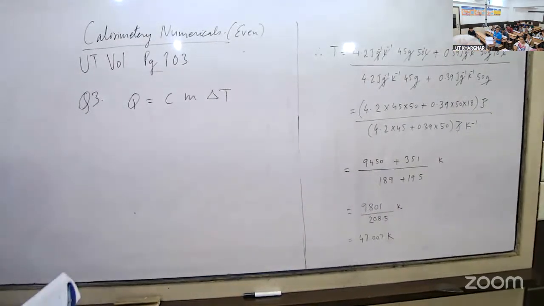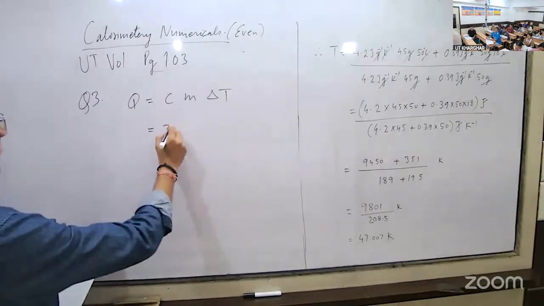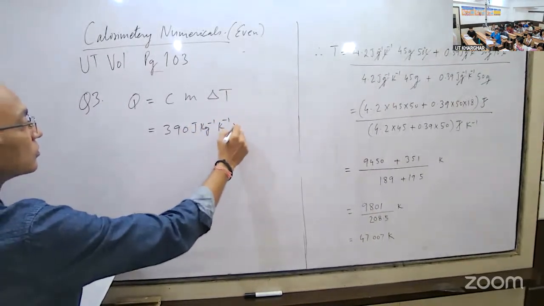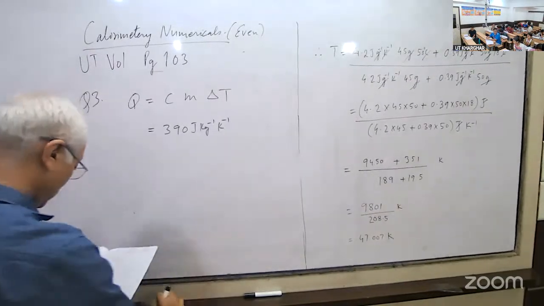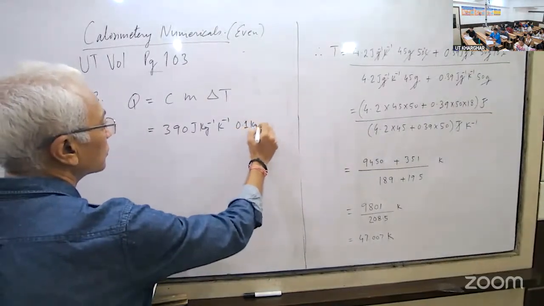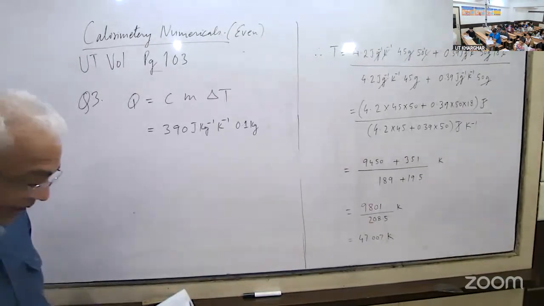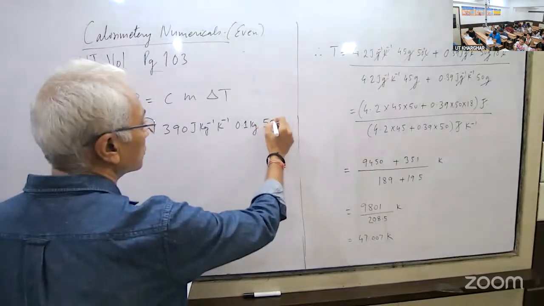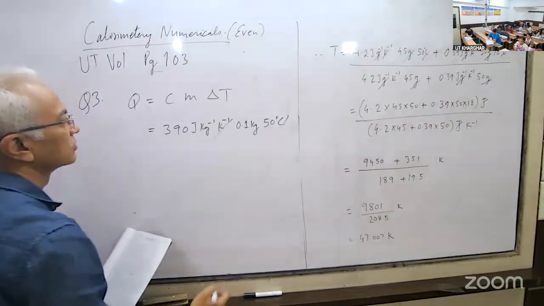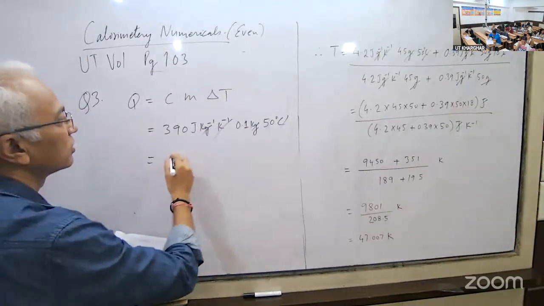Okay, everything is given in the question. C is given. What is m? 100 grams, so it is 0.1 kg. What is delta T? 20 to 70, that is 50 degrees Celsius. So K will get cancelled with Celsius, and kg with this. So what do you have? 39 into 50.